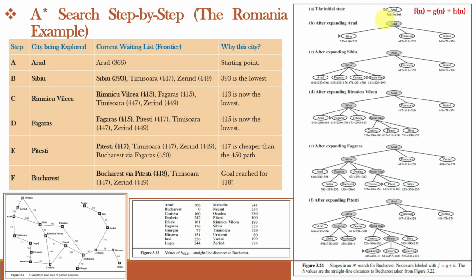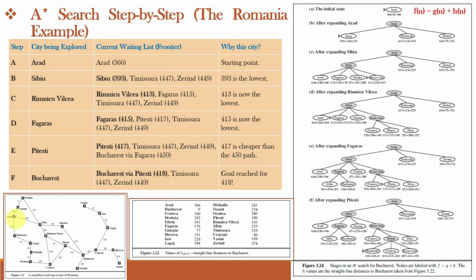We start at Arad, and we have to remember the formula: f of n is equal to g of n plus h of n. We are starting at Arad, so g of n, which is the distance from Arad to Arad, is equal to 0 obviously, plus h of n, the heuristic, which we find from this table. From this table we can see that the straight line distance from Arad to Bucharest is 366 kilometers. So f of n is equal to 0 plus 366, which is equal to 366 kilometers. So we keep Arad here.